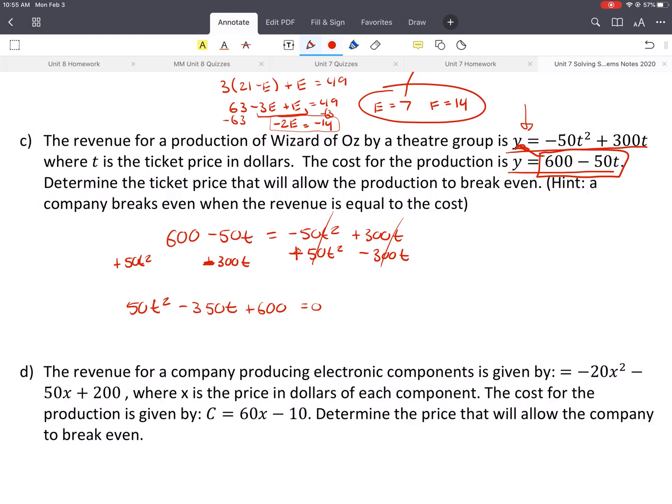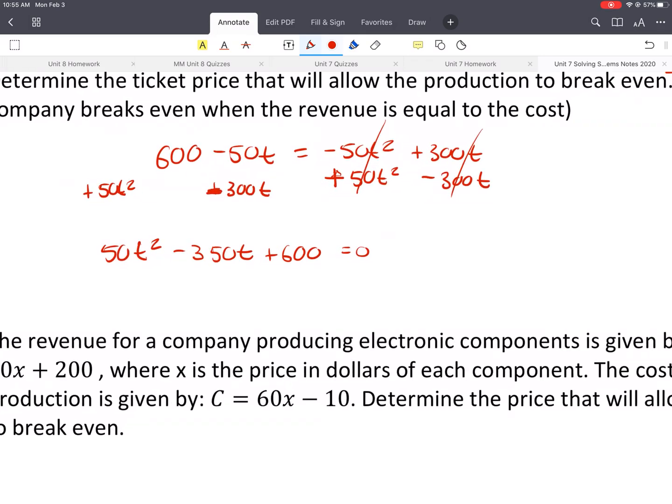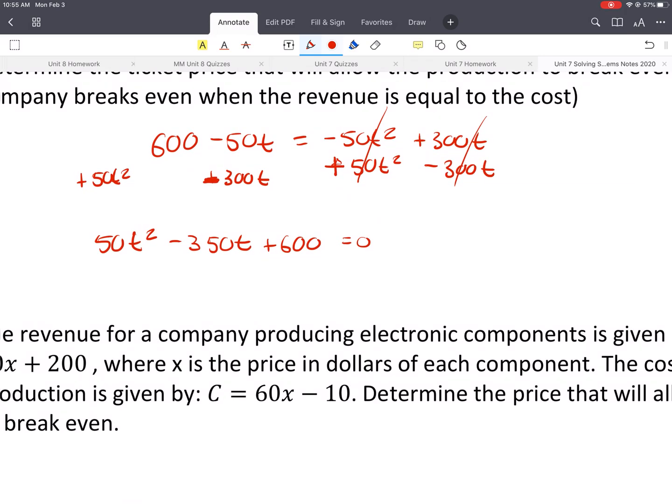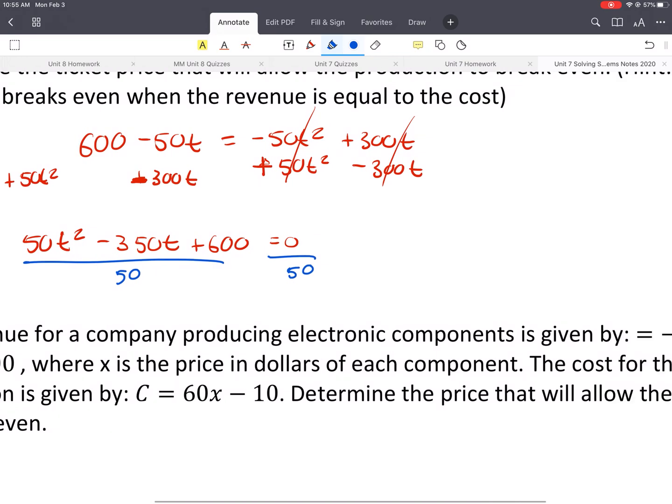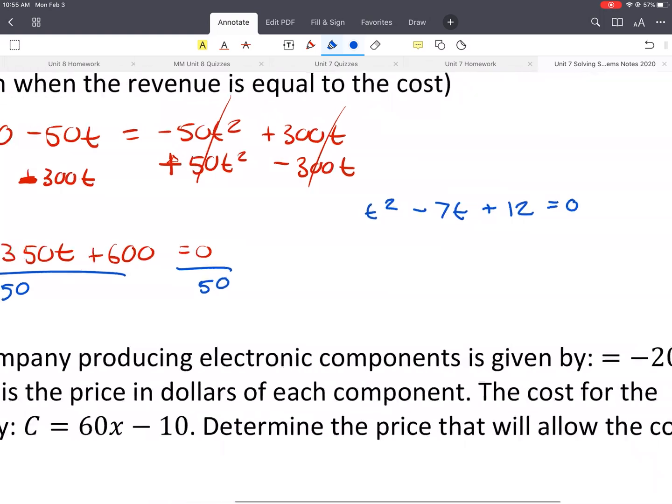Okay? Excuse the bells. All right. And then, again, what we've done before is if there's a greatest common factor, we should probably take care of that so it's a little easier. So we can divide both sides by 50. And I'm just going to write it over here. So we end up getting t squared minus 7t plus 12. Okay, make sure I don't make mistakes. Yep. Okay, and then we're going to do the same thing.